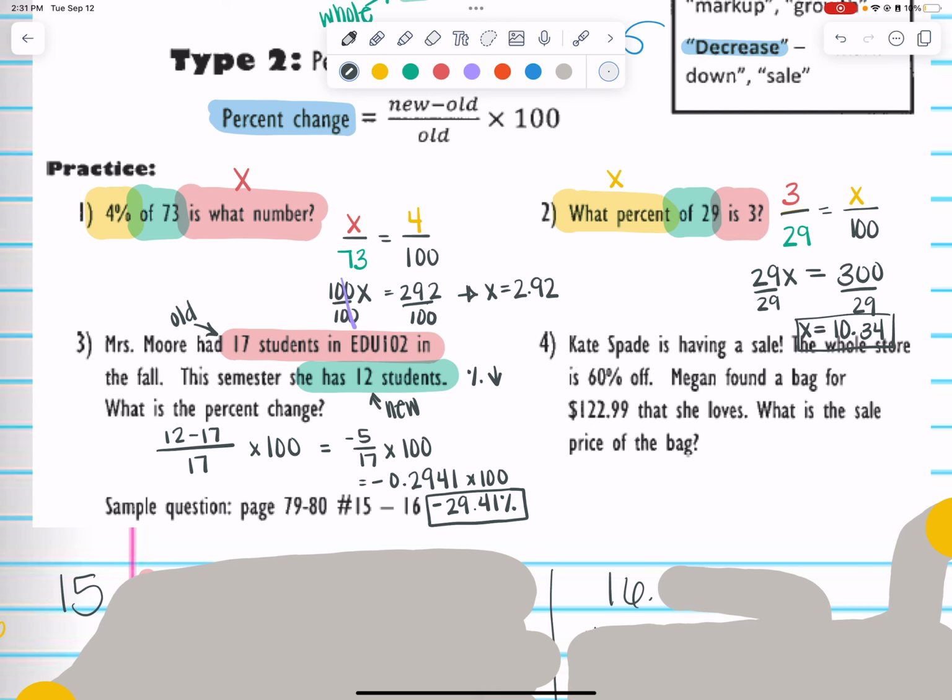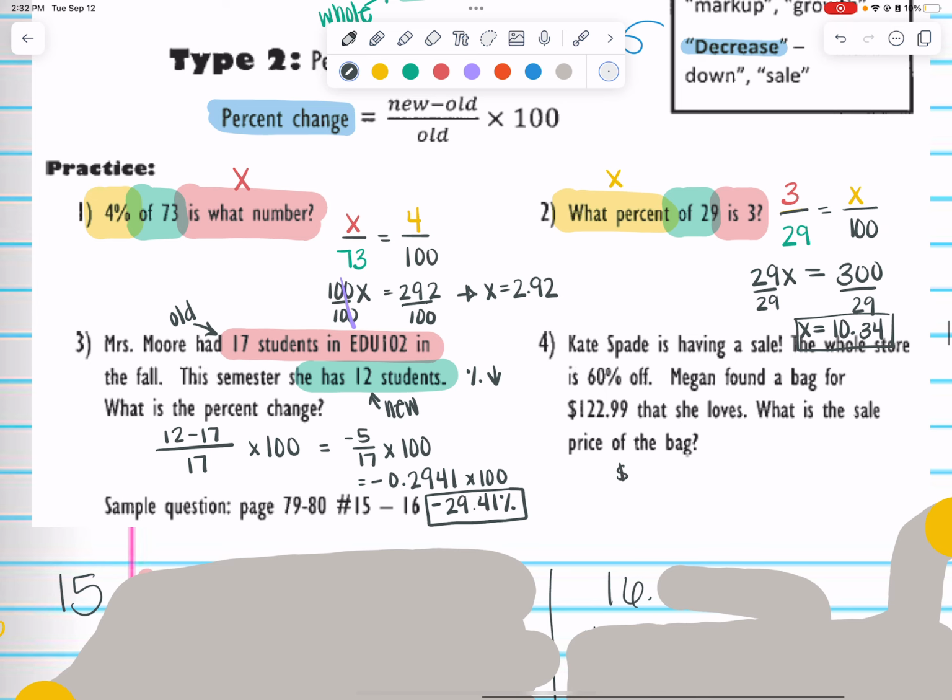Okay, number 4. Kate Spade is having a sale. The whole store is 60% off. Megan found a bag for $122.99 that she loves. What is the sale price of the bag? A couple of options here. We could do a percent change with this, but I think it makes more sense to set this up like you have been taught to do, what we call consumer math. And so the bag is $122.99 originally before sale.